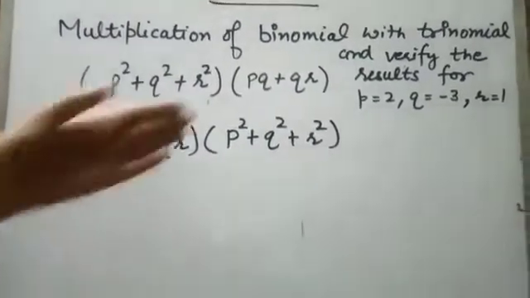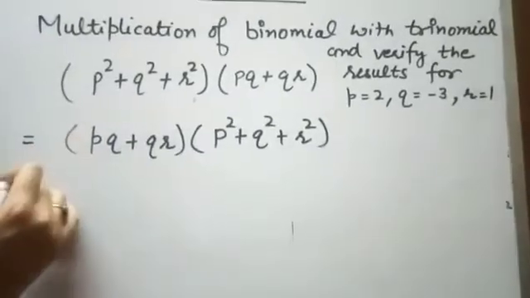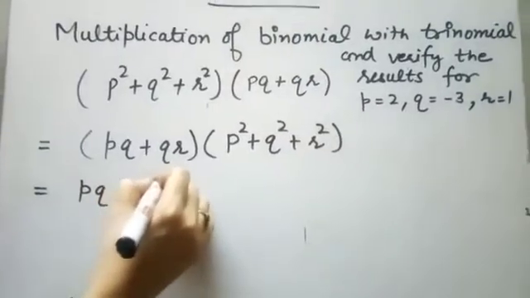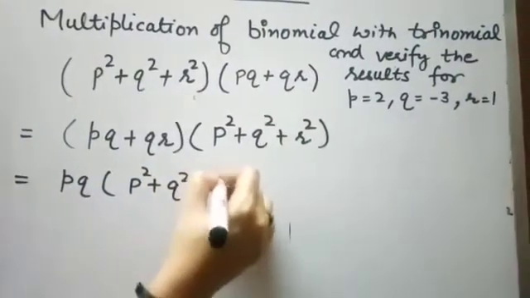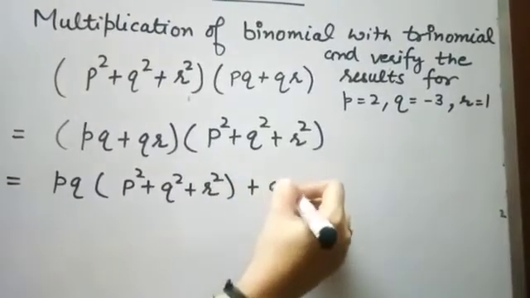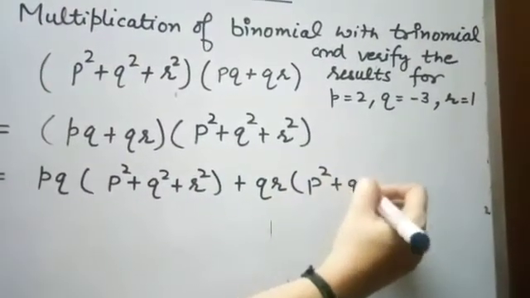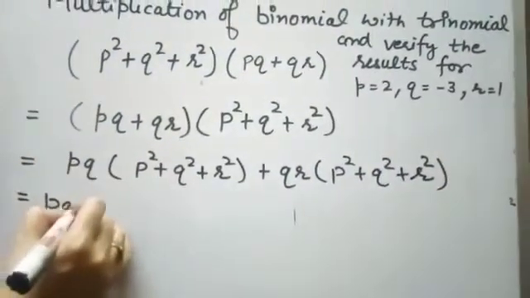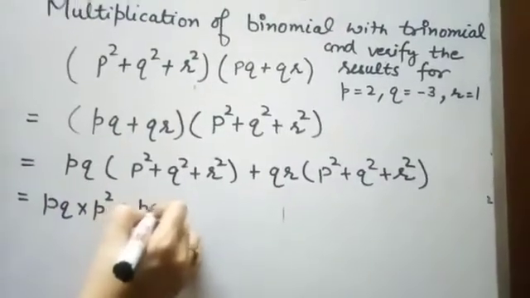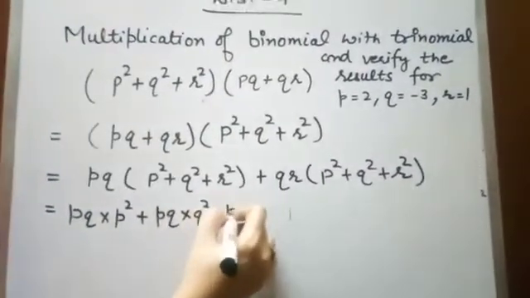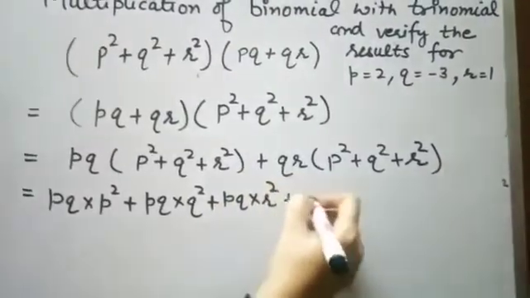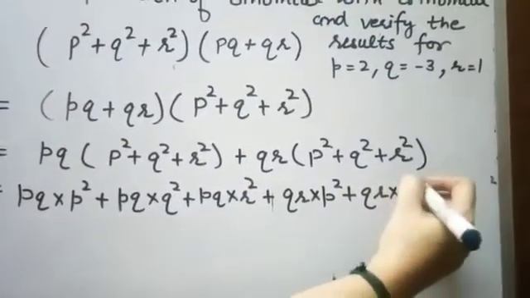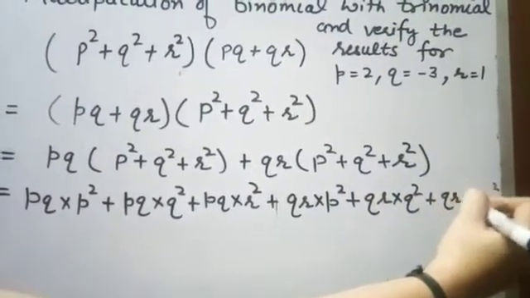Otherwise, if you want to, you can directly pick out the first term and multiply it with the trinomial, that is also okay. Again, PQ gets multiplied by P square plus Q square plus R square. Then the second term of the binomial, QR, multiplied by P square plus Q square plus R square. Now this PQ has to be multiplied with all the terms: PQ into P square, PQ into Q square, PQ into R square. Then QR into P square, QR into Q square, and QR into R square.